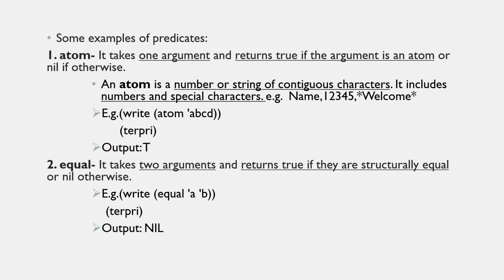Now the second predicate is equal. This predicate will take two arguments and it will test the arguments, and if they are structurally equal you will get a true value, or you will get a nil otherwise. Again program: write equal, two values provided a and b, and the new line function. So your output is nil because a and b are not structurally equal.